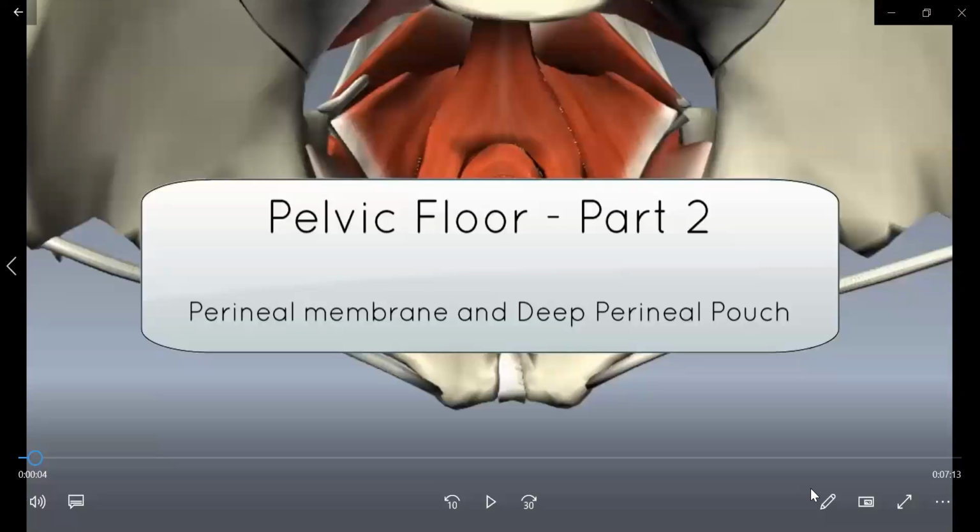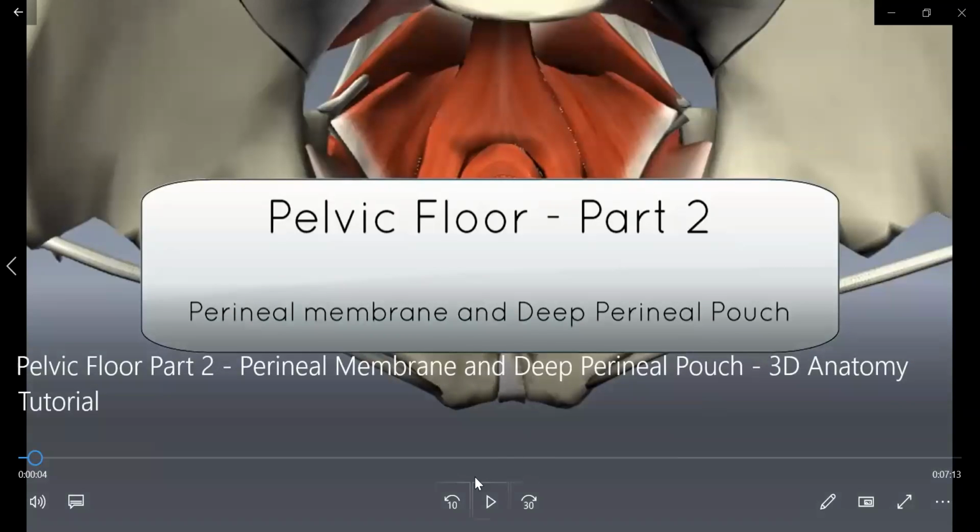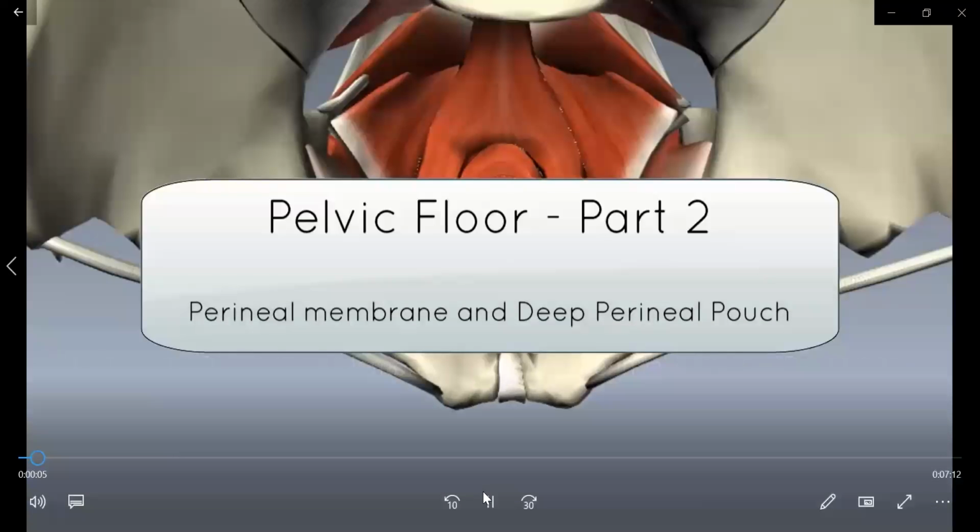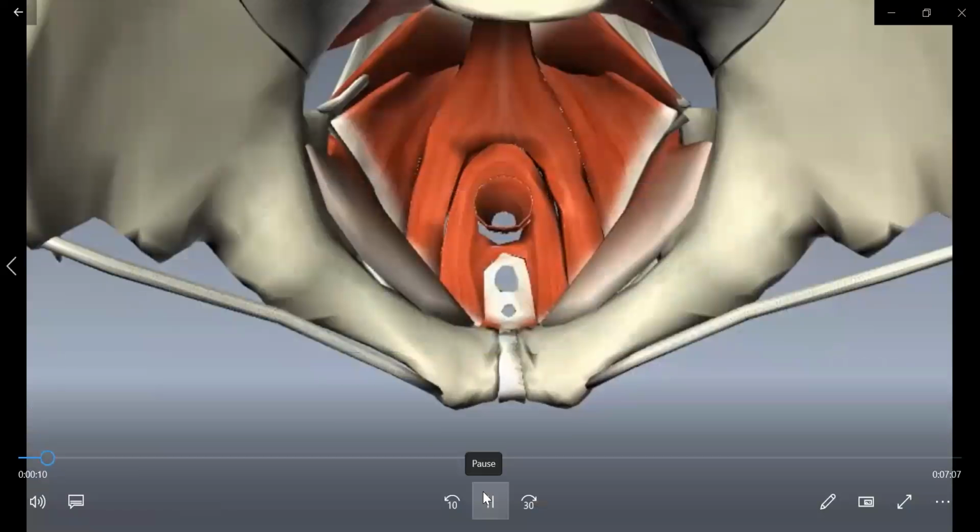In this video, they will explain the membranes that help the pelvic floor muscles to attach and work properly, and the perineal membrane inferior to the pelvic diaphragm.